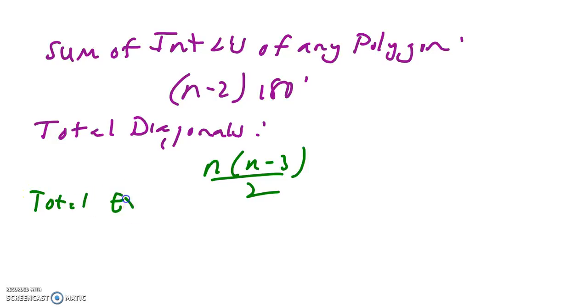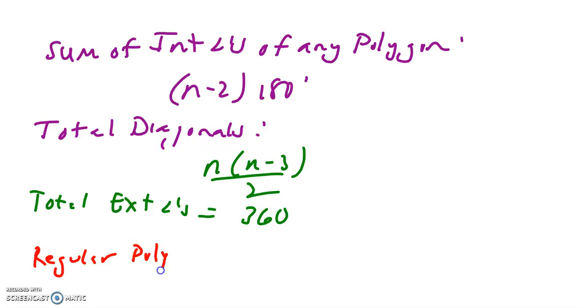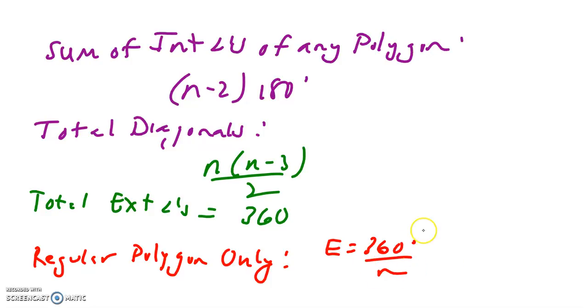The total exterior angles in any polygon, no matter what, is 360 total degrees. And for a regular polygon only, if I would like to find each exterior angle, it is 360 divided by the number of sides, or if I have the sides, it is 360 degrees divided by each exterior angle. And remember, the reason this one only works for regular polygons is because you are assuming that each angle is the same measurement, and that is not true if your figure is not equal angular.